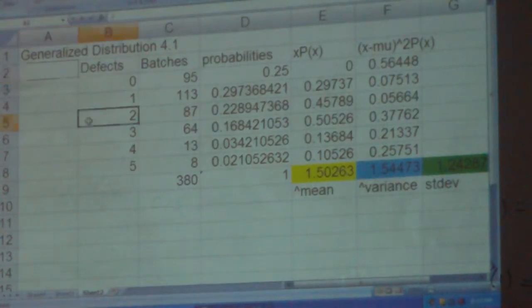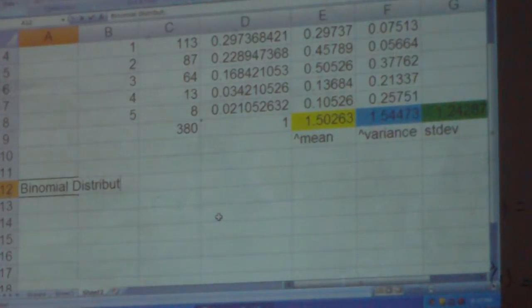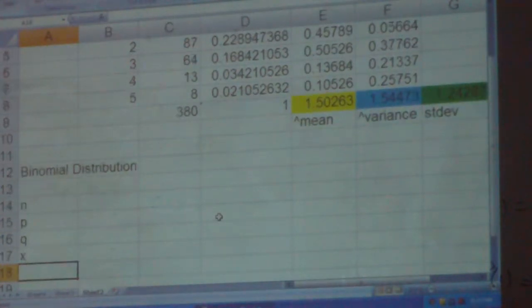Distribution, 4.1. This is the binomial. So you don't have to type all these things in, but I find it's helpful. We should have N, P, and Q listed somewhere up there to set up here. So you can even put in X if you wanted. So N, P, Q, X.